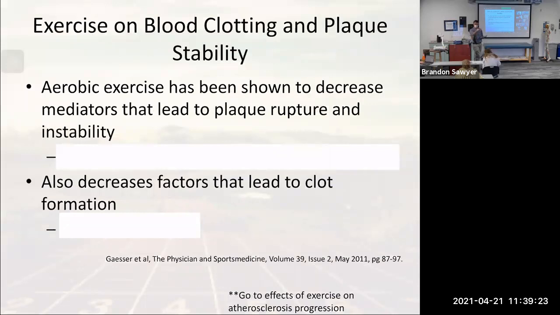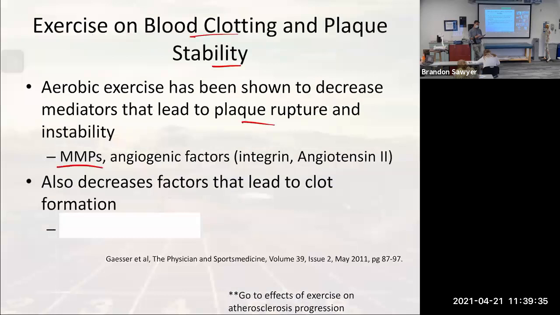And then the last stages of atherosclerosis are blood clotting and that plaque actually breaking, right? Aerobic exercise has been shown to decrease the things that lead to plaque rupture, the ones we were talking about, those NMPs. Also the angiogenic factors, the things that cause the plaque to start getting its own blood supply, right? So that would be integrin.